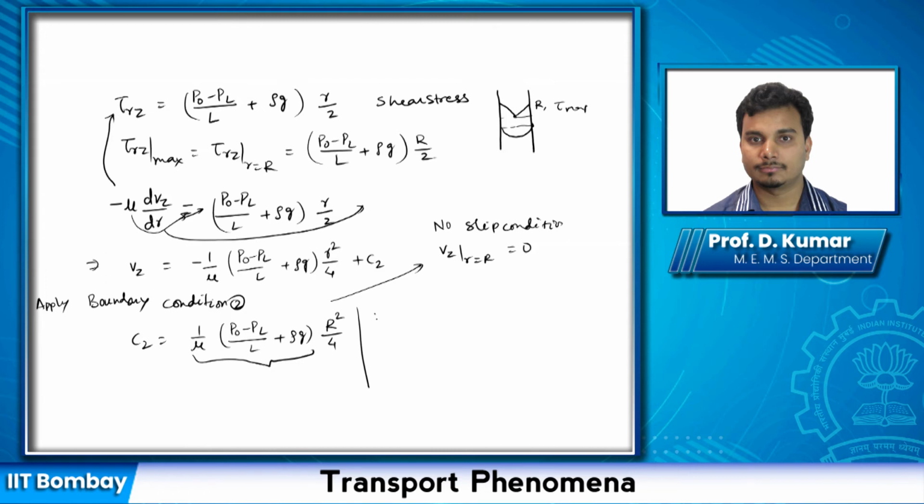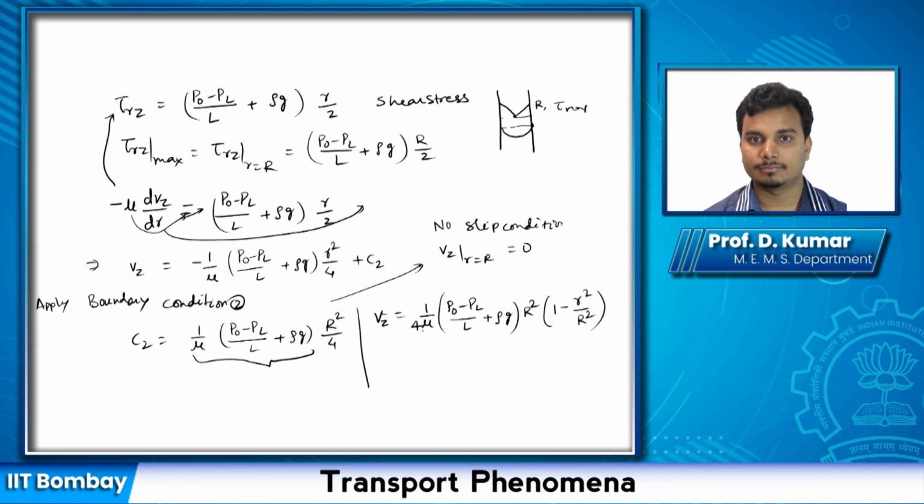common here. So Vz is equal to 1 by mu, (P naught minus PL) by L plus rho g. So this is common in both. Then this will be R squared by 4. So you can take that 4 common as well. And to write it more conveniently, you can write it as 1 minus r squared by R squared. R squared also we take common.